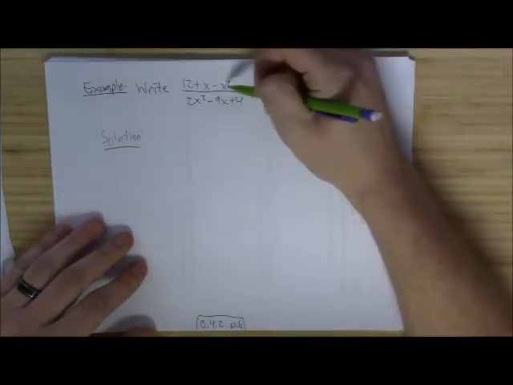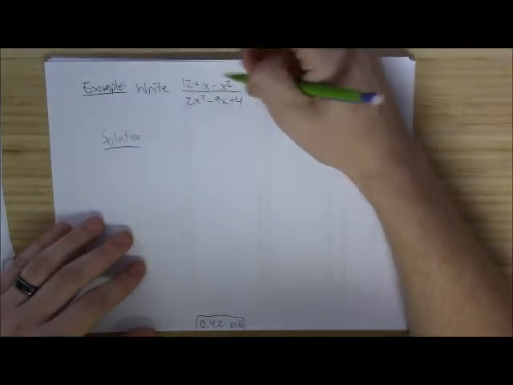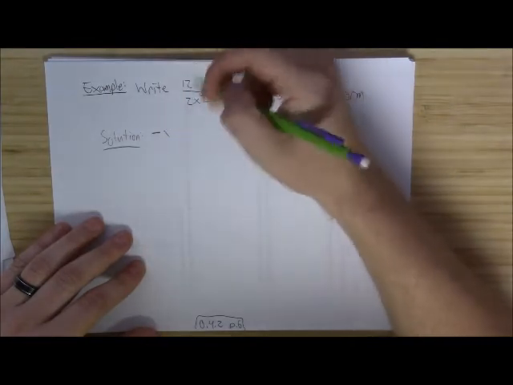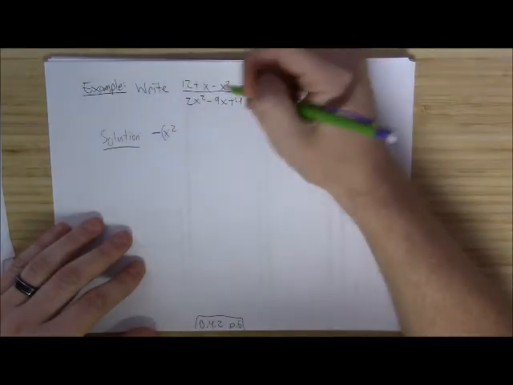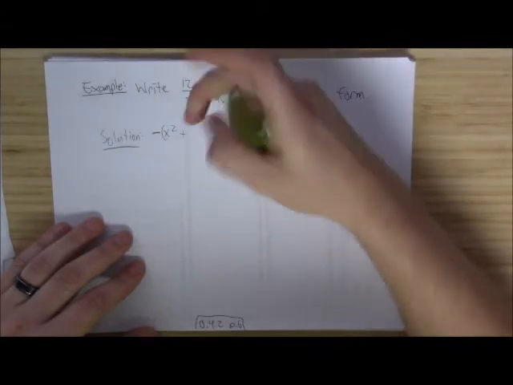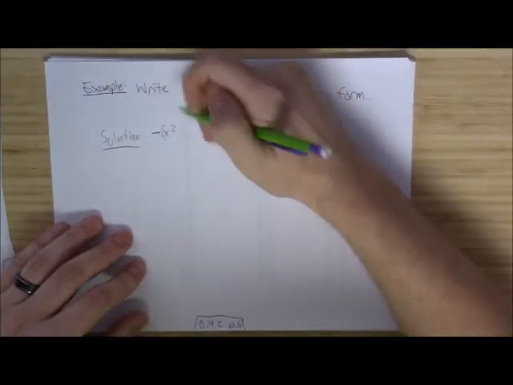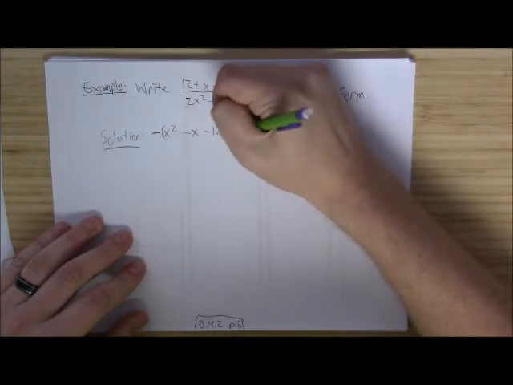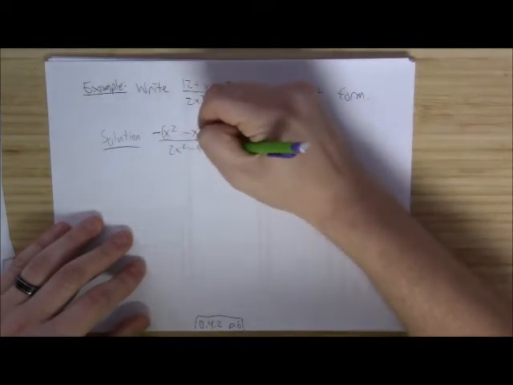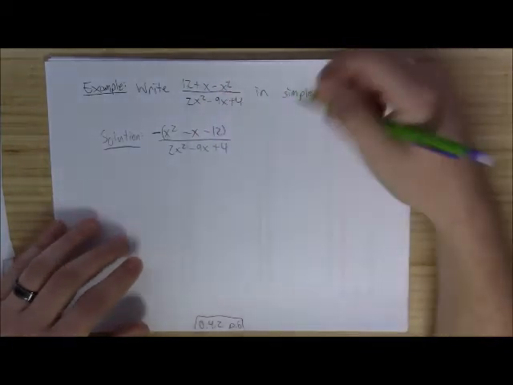Oh, actually first, let's go ahead and factor out a negative. That'll make it easier to see. Negative times x squared plus, minus x minus 12 over the bottom, which is 2x squared minus 9x plus 4.